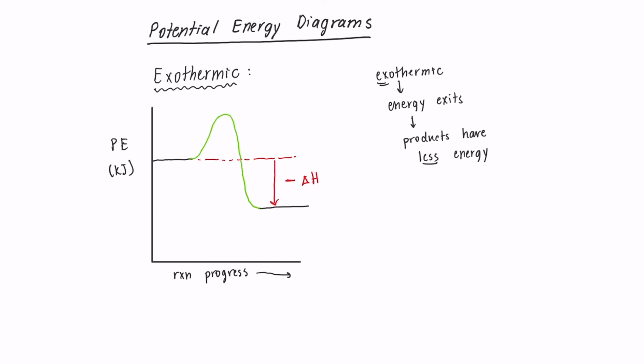Our reaction progress will still have us reaching a transition state, which is the highest energy level, and the energy needed to reach that transition state is the activation energy. So for our exothermic diagram, our negative delta H tells us that energy is being released into the surroundings.